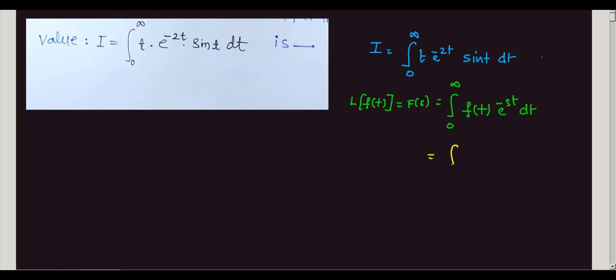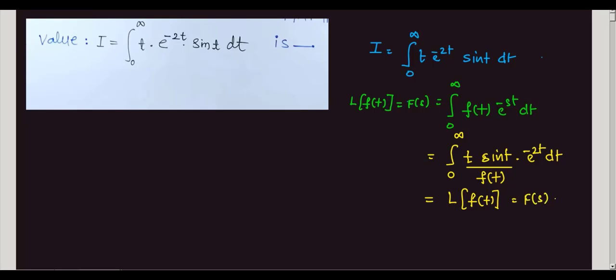If a comparison is made with the integral from 0 to infinity of t sin t e^(−2t) dt, here this is f(t). So this is the Laplace transform of f(t), which equals F(s) at s equal to 2. So you can see that s is replaced by 2 here. So, the Laplace transform of f(t) equals F(s) at s equal to 2.